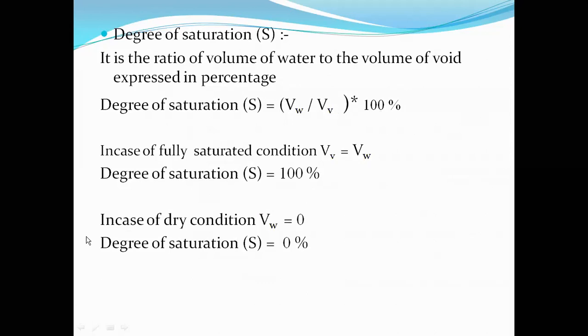Next, under dry condition, it won't contain any water. So volume of water is going to be 0. If I substitute 0, the result is 0. So the degree of saturation in dry condition is 0%, and in fully saturated condition it is 100%. I repeat, the degree of saturation S is the ratio of volume of water to the volume of void expressed in percentage, multiplied by 100. Under fully saturated condition S is 100%, and under dry condition S is 0%. Okay, so let's move on.